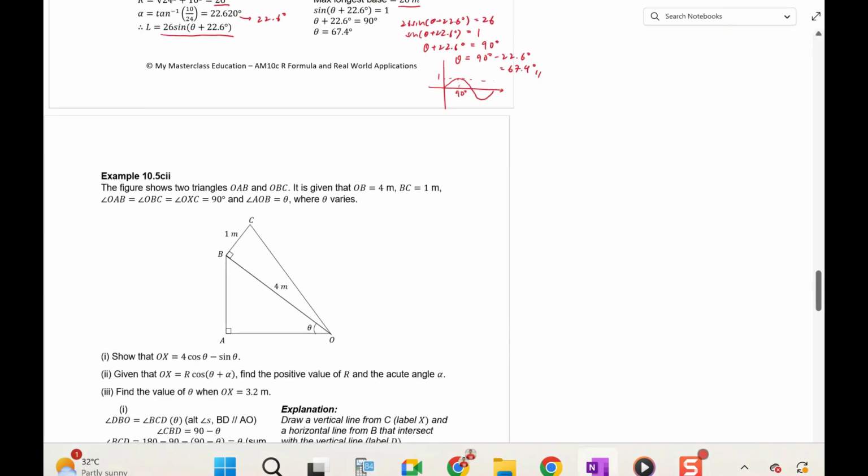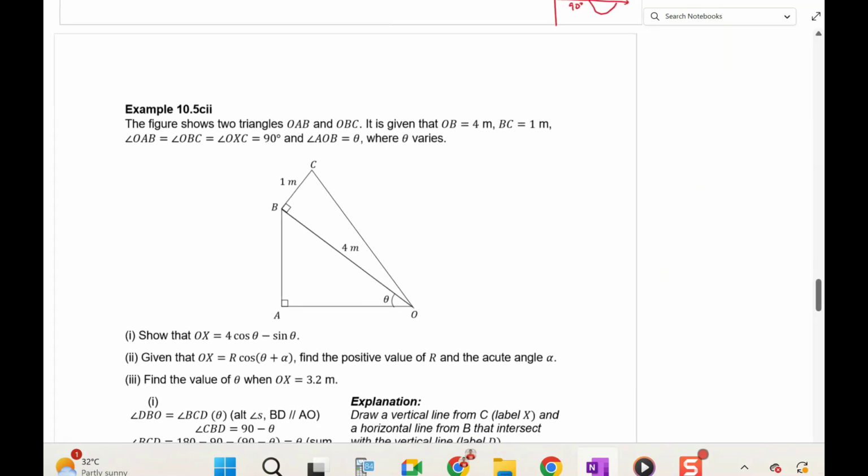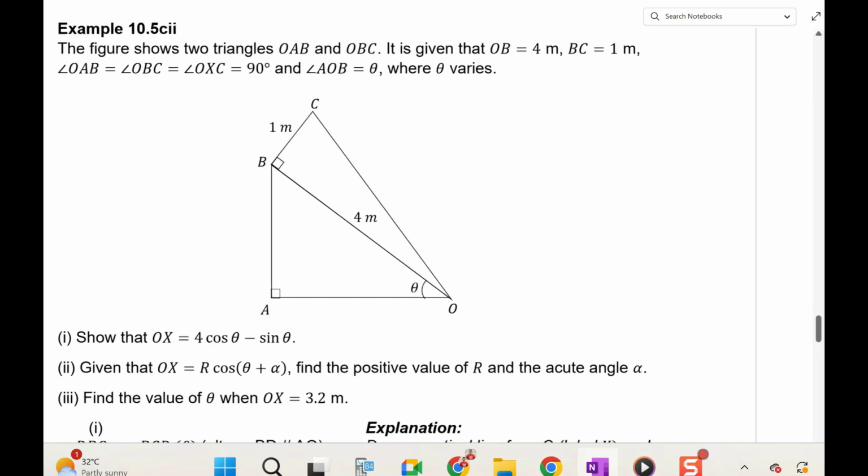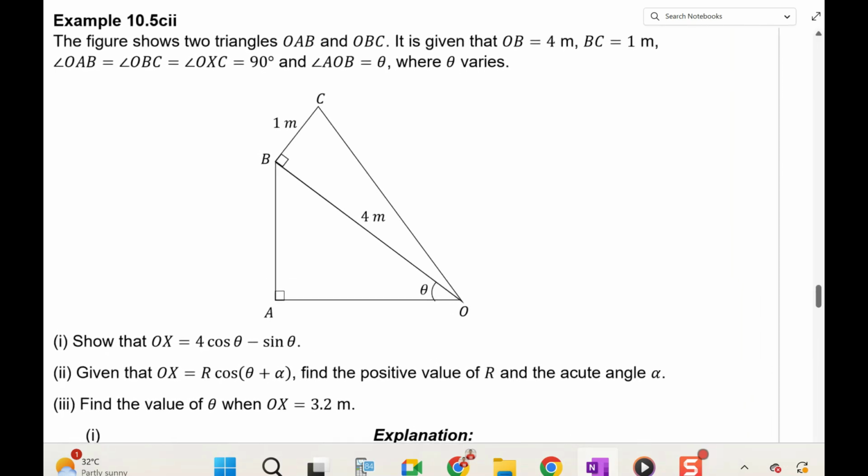Now moving on to the next example. The figure shows two triangles OAB and OBC. It's given that OB equals 4 meters, BC equals 1 meter, and angle OAB equals angle OBC equals angle OXC. Now, please note that there's a missing X, and the X is actually down here. So OXC equals 90 degrees. And angle OAB, or AOB, equals theta, where theta varies.